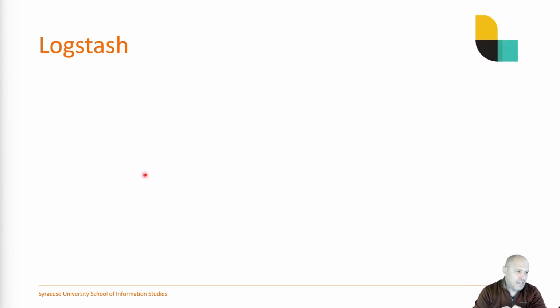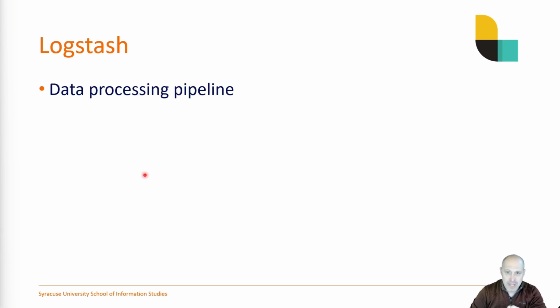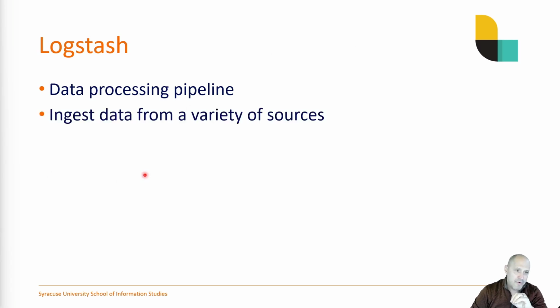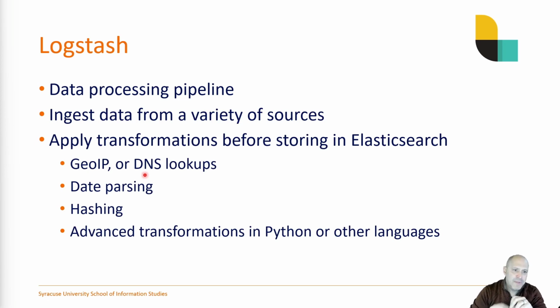Okay, let's talk about the open source components in a little more detail. So we have Logstash, which is a data processing pipeline. We can ingest data from a variety of sources. You can apply transformations before storing in Elastic. A great example of that is you have a log file that has an IP address in it, and you use a GeoIP tool to take that IP address and translate it into a place on the globe. Maybe a lat long and a street address in a country and things like that.